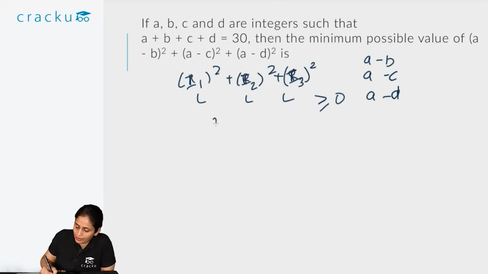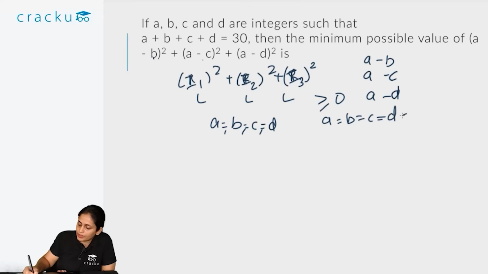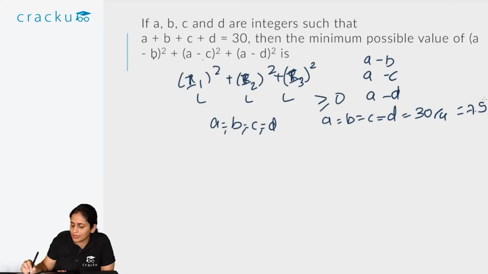So that means that a, b, c and d, the sum of these is 30, and these should be very close to or almost equal to each other. So what would be the case if these are all equal to each other? If these are all equal to each other, then this value is 0, this value is 0 and this value is 0. Therefore, the minimum possible value of that equation in that case would be 0. So if suppose these are equal to each other, that means a equal to b equal to c equal to d is 30 by 4, that is 7.5. But we know that these are integers, so this value cannot be 7.5.